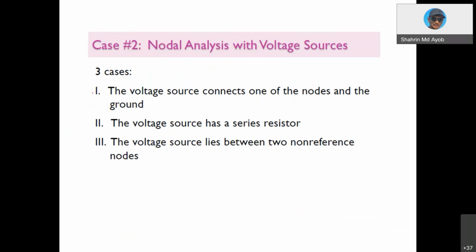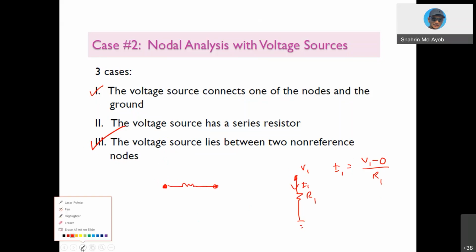The first case is the voltage source connected between one of the nodes and the ground. For example, if you have this node V1 with R1, the current here, I1, is equal to V1 minus 0 over R1. Sorry, we haven't discussed this yet.